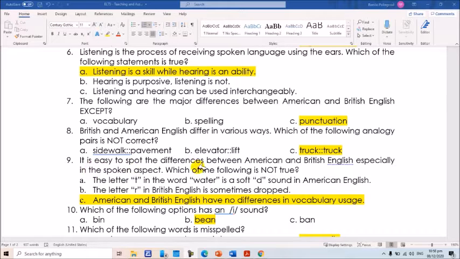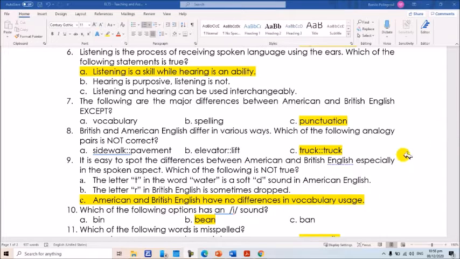So here, question number nine. It is easy to spot the differences between American and British English, especially in the spoken aspect. So, which of the following is not true? Option A, of course, this one is acceptable. This is a correct statement. The letter T in the word water is a soft D sound in American English. Option B, the letter R in British English is sometimes dropped, right? This one is also a correct statement. C here is the answer. American and British English have no differences in vocabulary and usage. We all know that AME and BRE also differ in vocabulary.